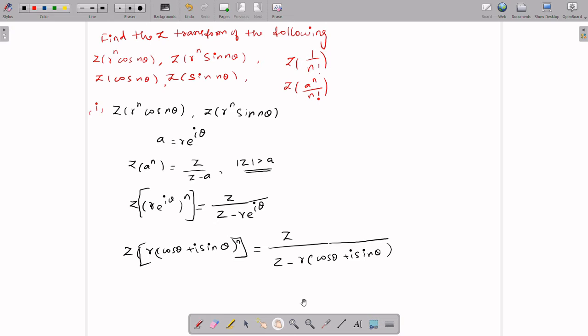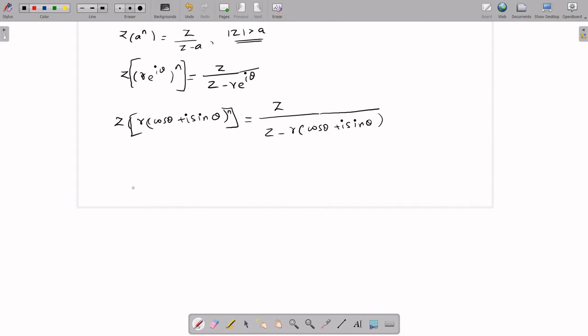Next we have this term, the n you have to take inside. So Z transform of, n is common for this term also. Okay, so r power n into cos theta plus i sin theta whole power n, which is cos n theta plus i sin n theta. You have to substitute here cos n theta plus i sin n theta. That is equal to z by, you have to collect the real parts and imaginary parts, z minus r cos theta minus i into r sin theta.